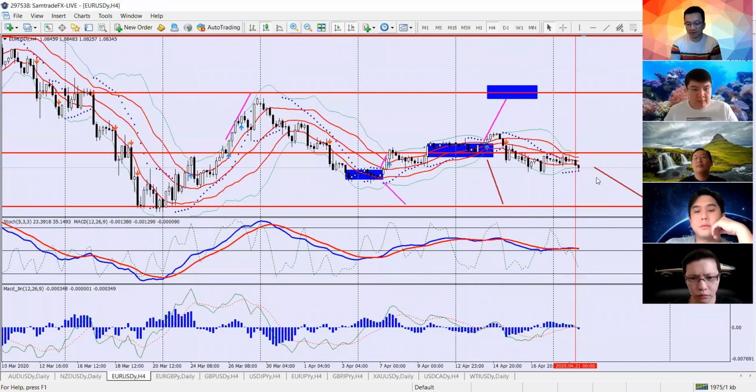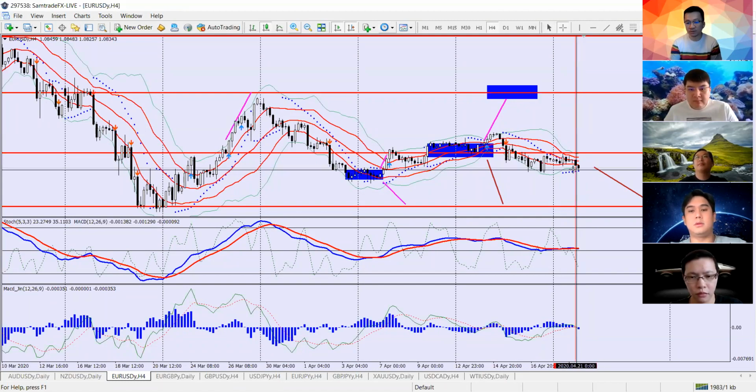On the smaller time frame, I think it's on the H4 for the traders. I would advise normally to look at either the H4 or the H1 time frame. Looking at H4, H1, you would normally hold that between maybe a couple of days to a maximum of 2 weeks.